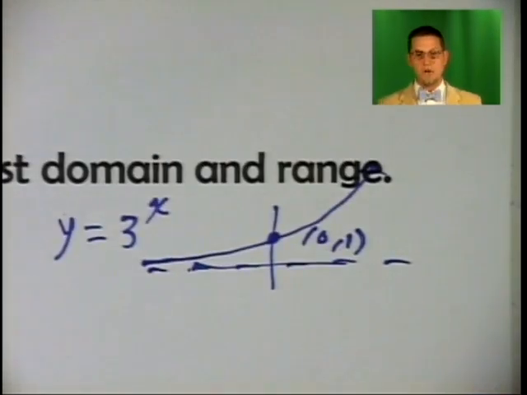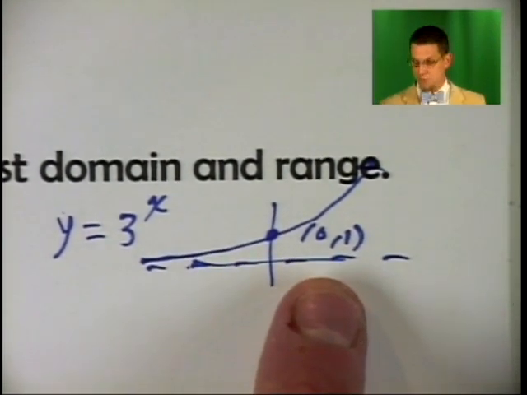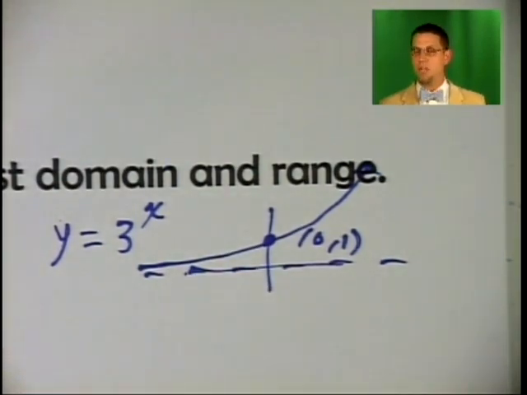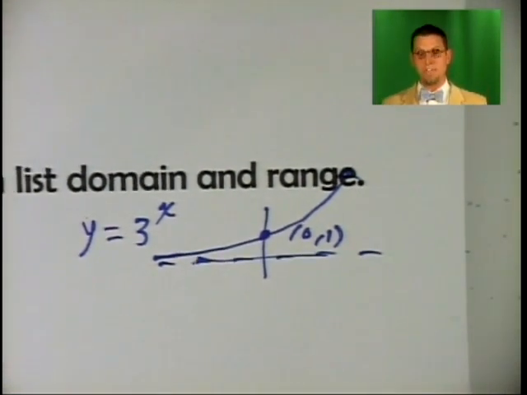Now, it's sufficient to know the general behavior of this graph under the transformations. If you know what happens to the horizontal asymptote, if you know what happens to the point (0, 1), and you know what the basic shape is, you can sketch a pretty accurate graph just by following that information around.